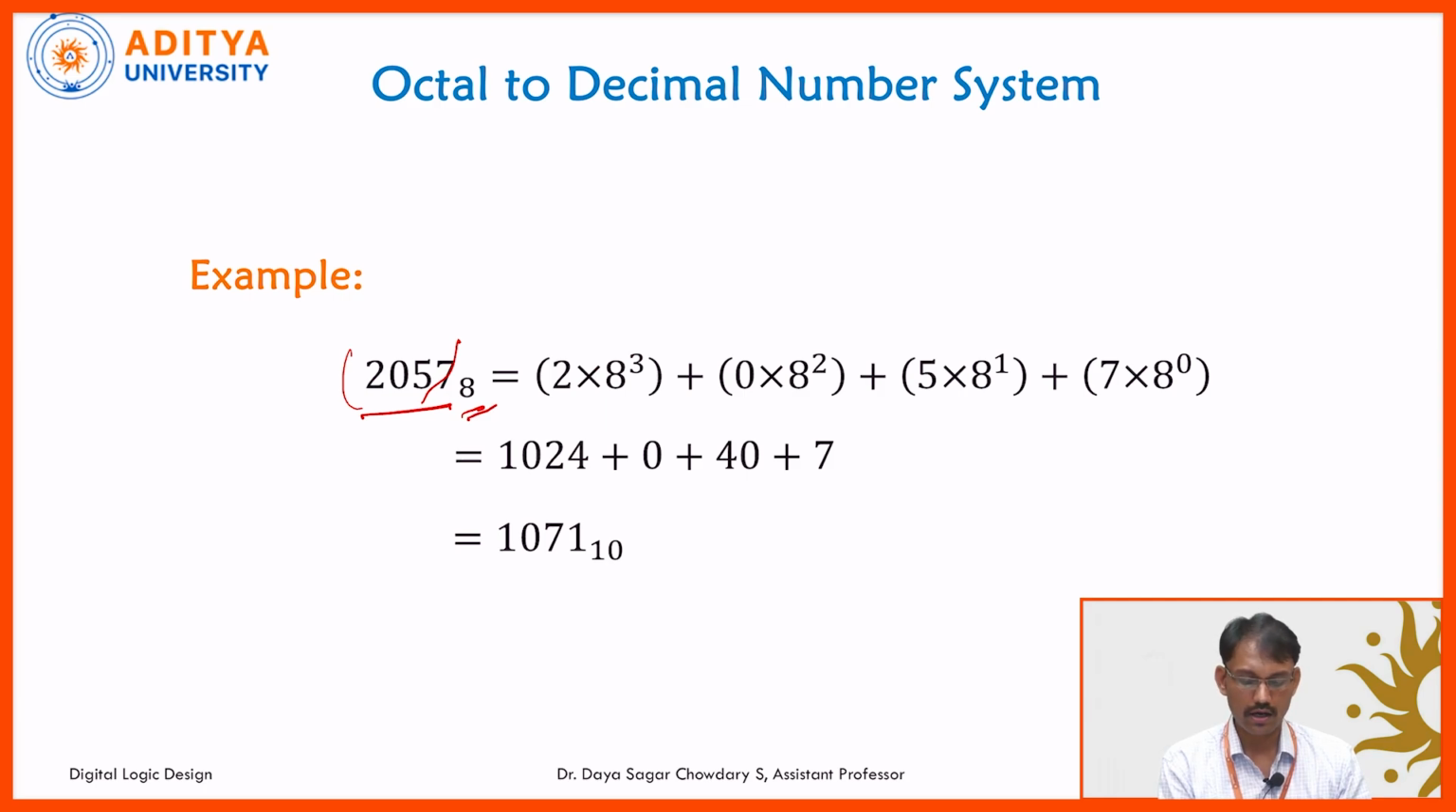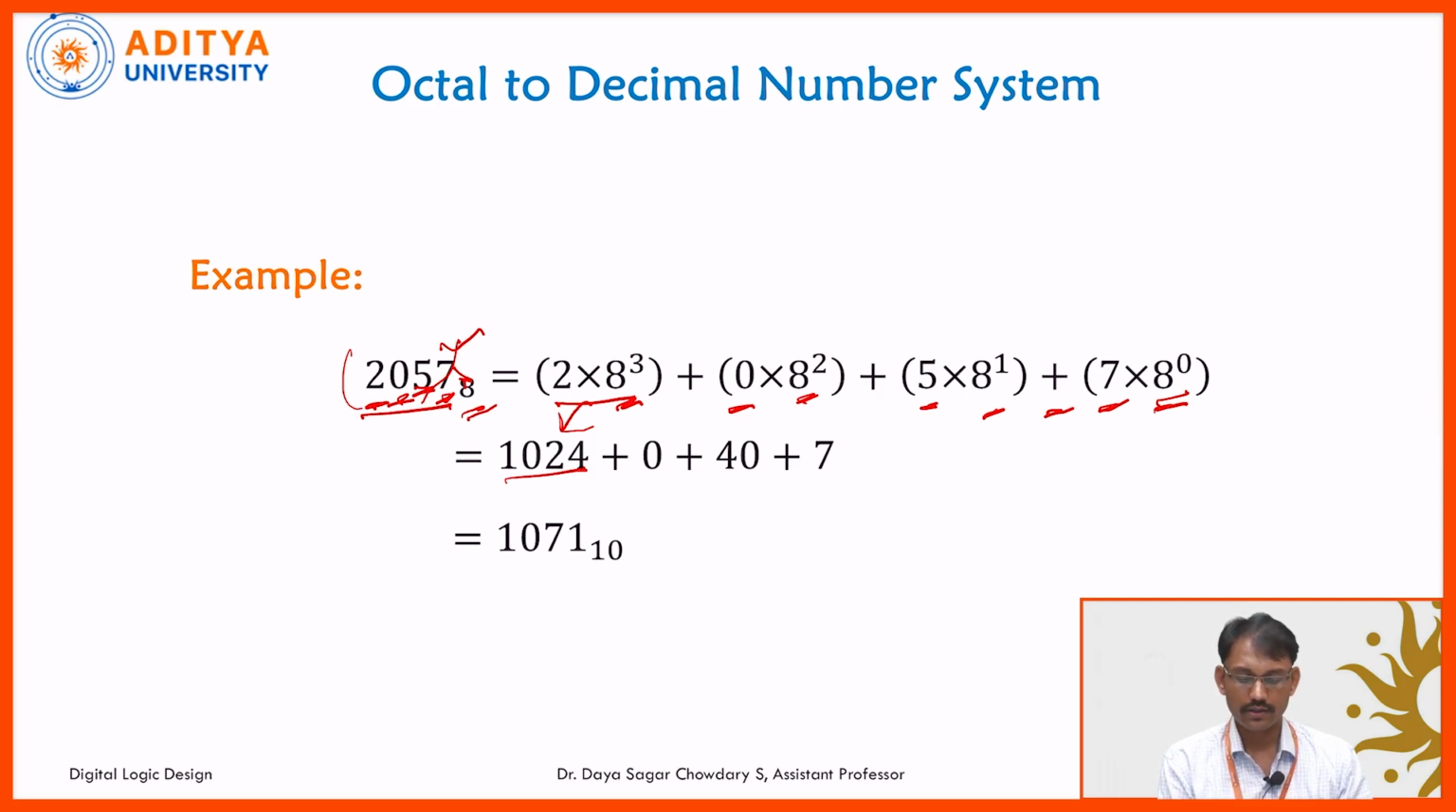Now we have to take again the LSB. So 7 multiplied by 8 to the power of 0. So the radix is 8, that is why 8 to the power of 0, plus 5 multiplied by 8 to the power of 1, plus 0 multiplied by 8 to the power of 2, plus 2 multiplied by 8 cube. So the simplification is 1024, which is nothing but 2 into 8 cube, that is 512 into 2.